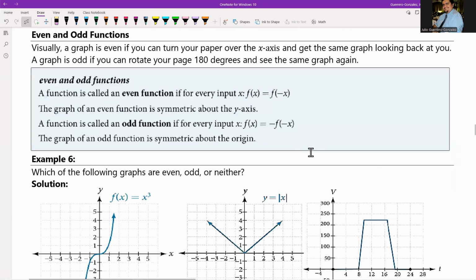Even and odd functions. There are certain functions that have nice properties. Functions that are even and functions that are odd are pretty useful properties for functions to have. So that's what we're going to look at in here.